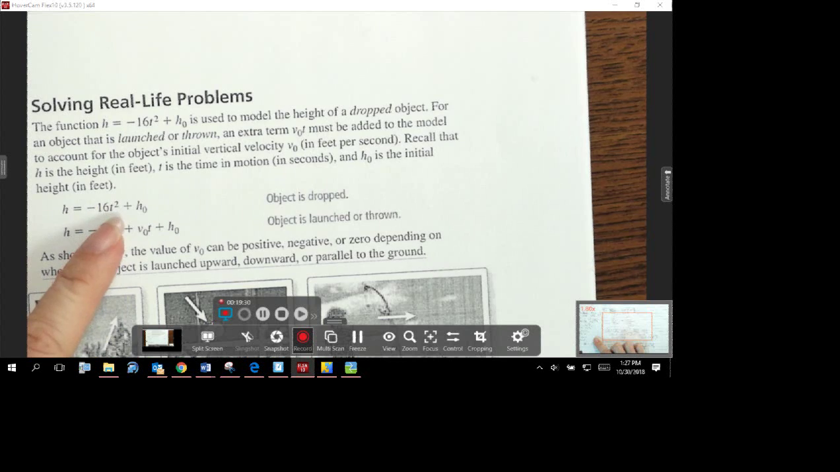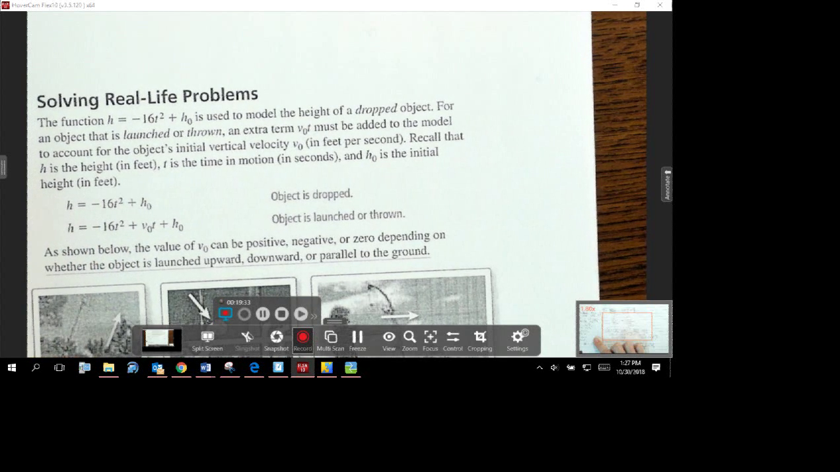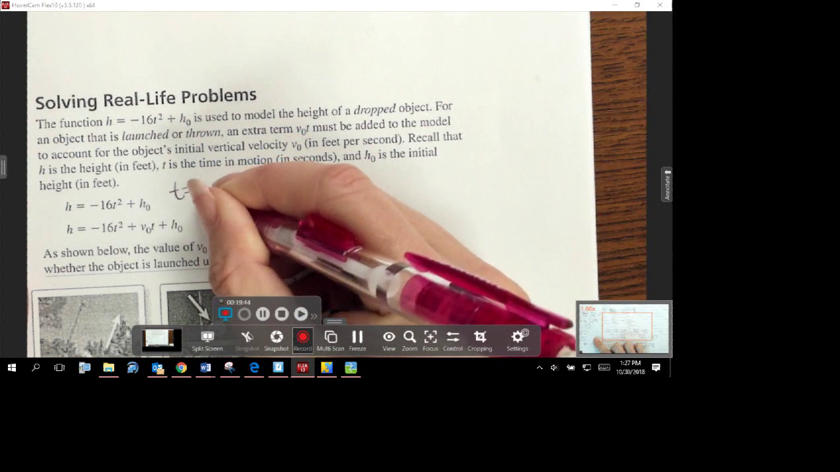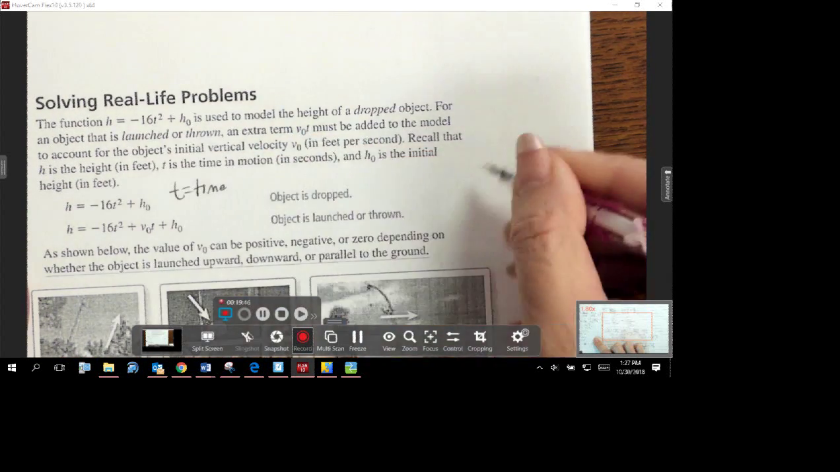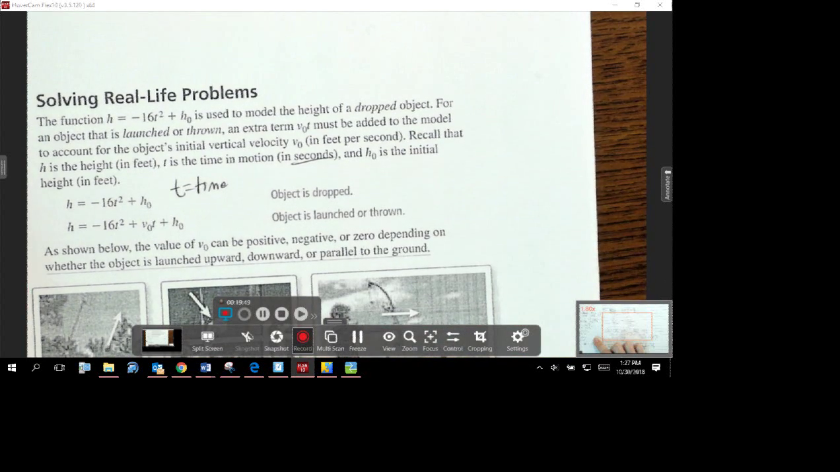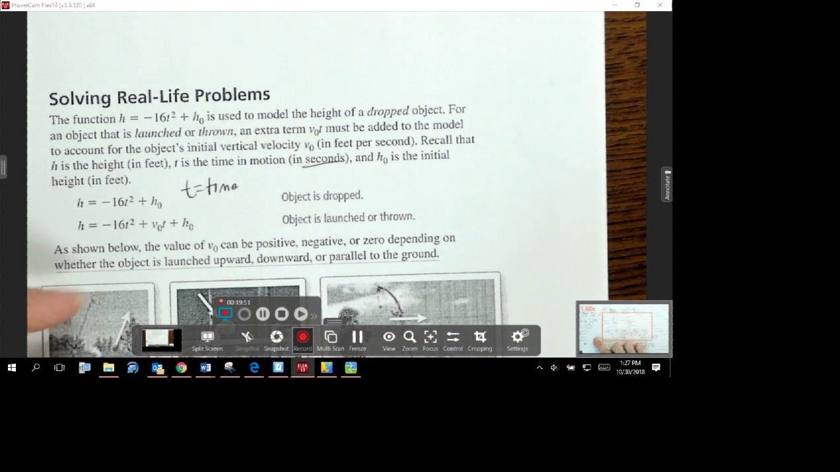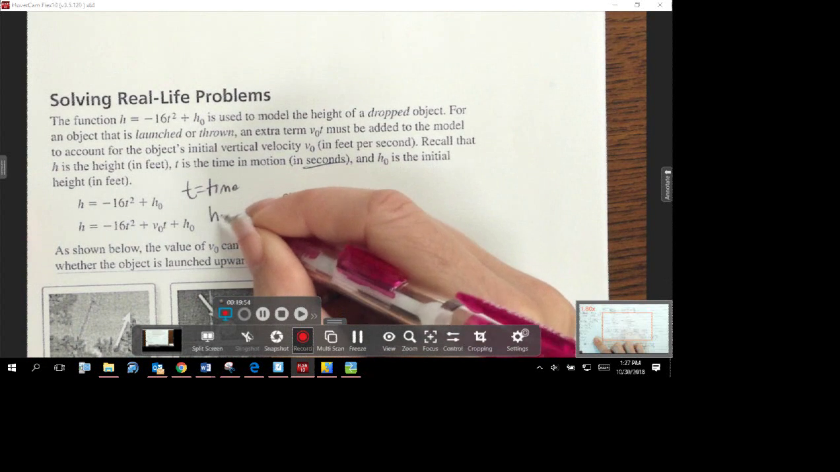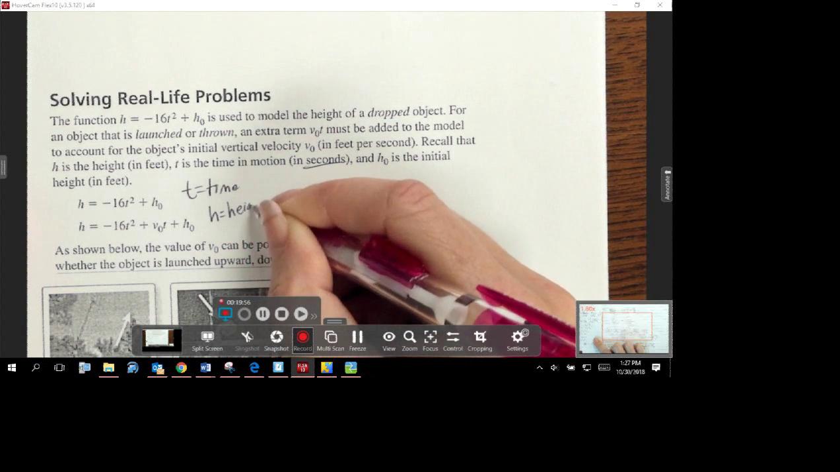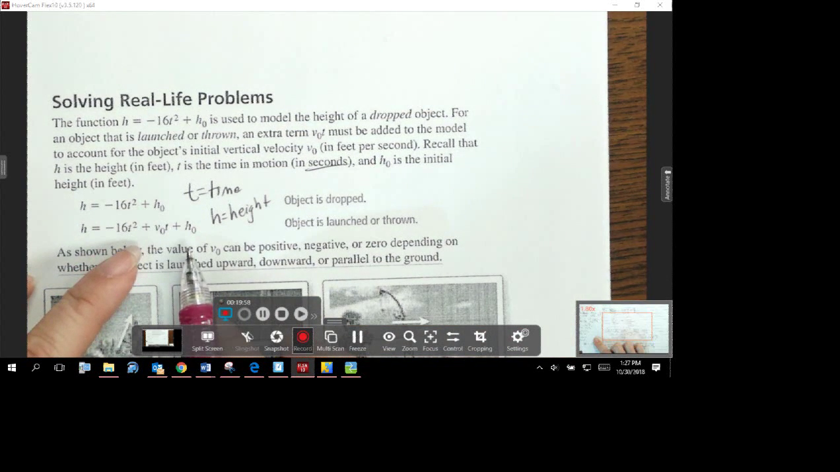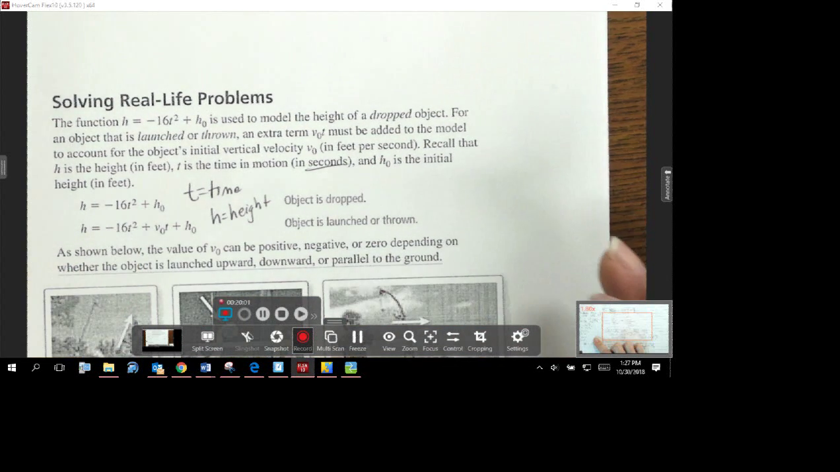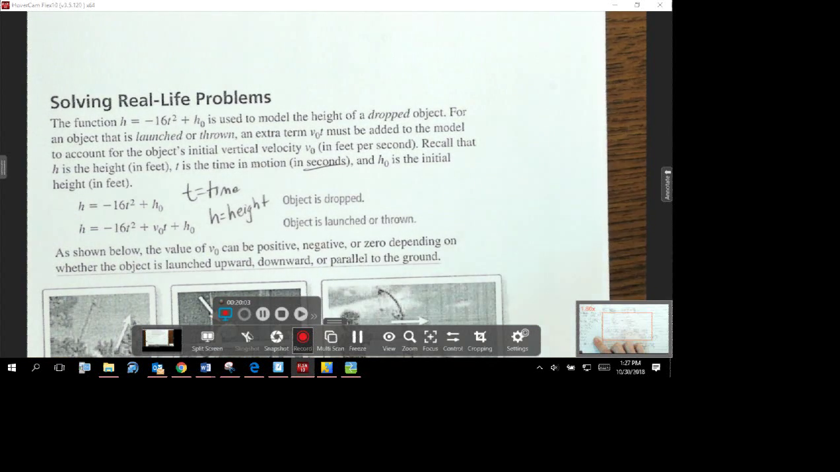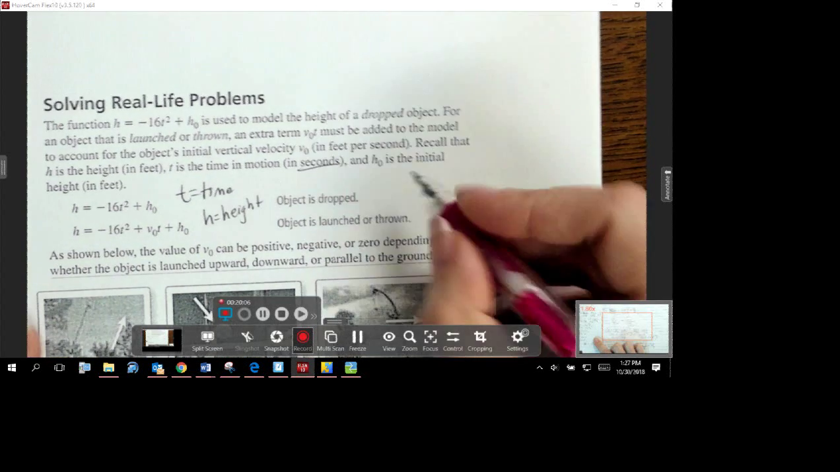We're talking about the height of an object, and we're talking about how long it takes to hit the ground. What do you think T stands for? Time. And it tells you in here somewhere, it's in seconds. And then H is height. But there's two different H's. There's an H, there's also an H sub 0, and there's also a V sub 0. So we need to know what those mean.